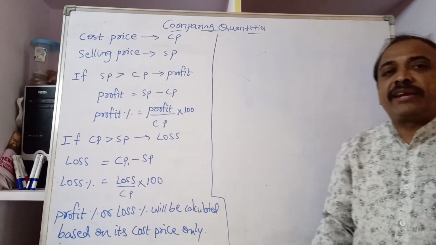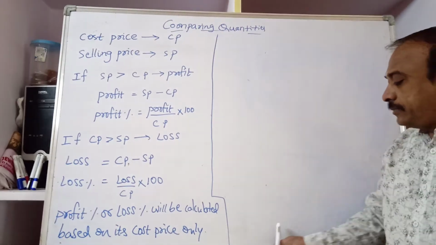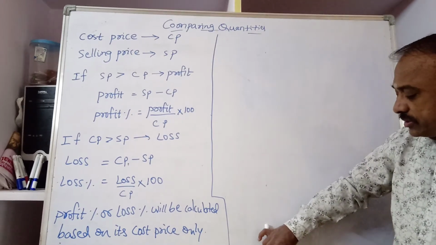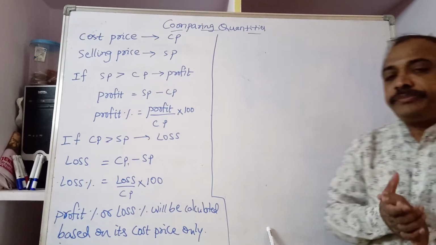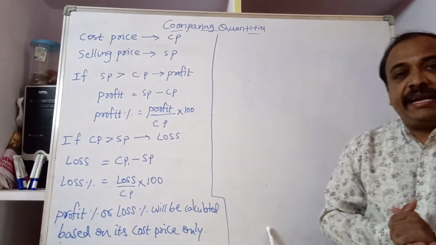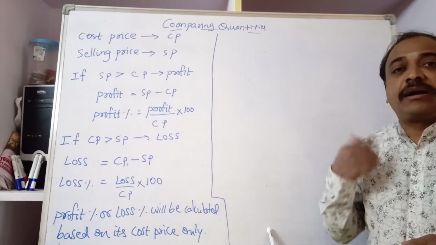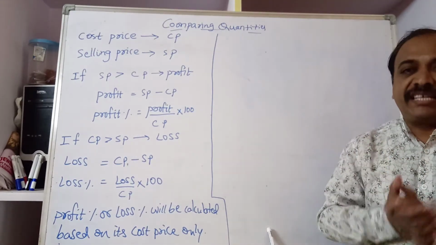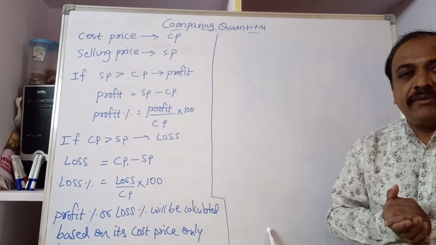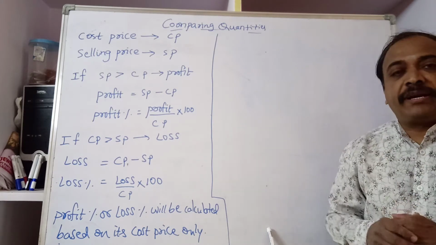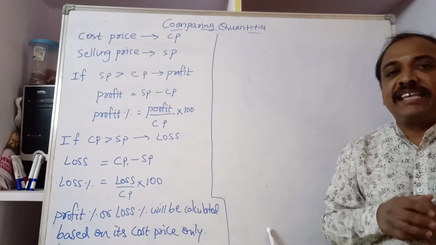So today we are going to deal with another topic which we learned about in class 7th: cost price and selling price. What exactly is cost price and selling price? When you are purchasing, it is the cost price for you, and when the shopkeeper is selling to you, that is the selling price.